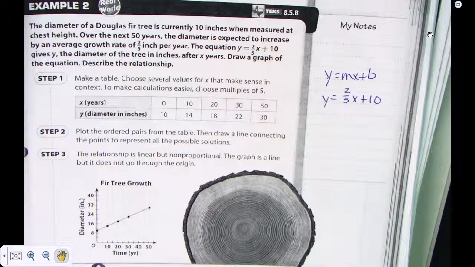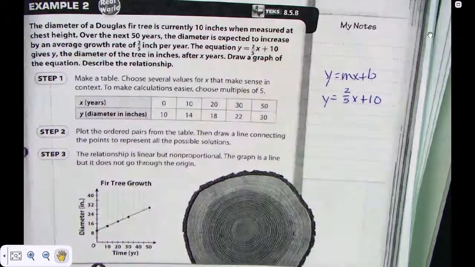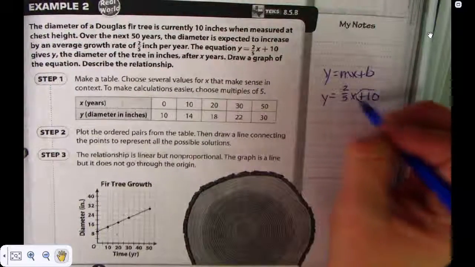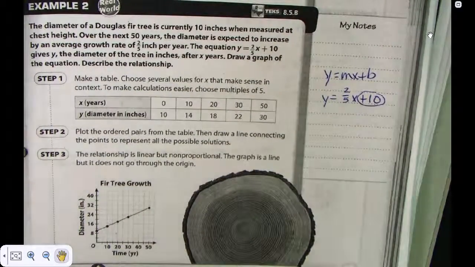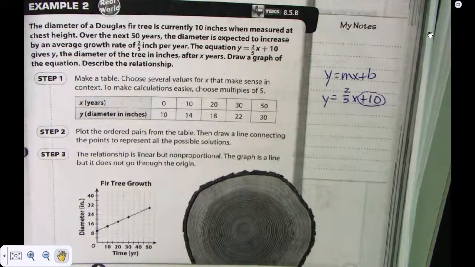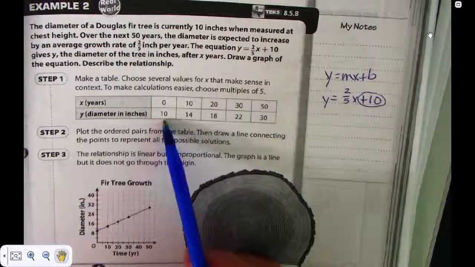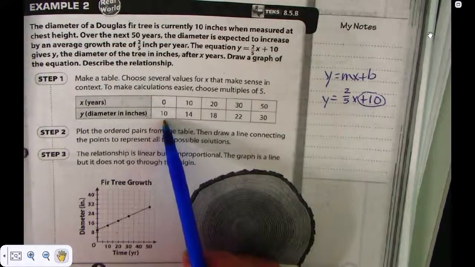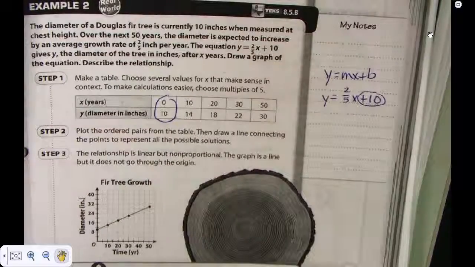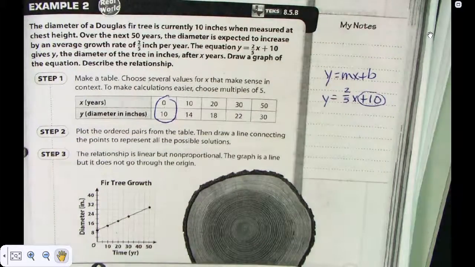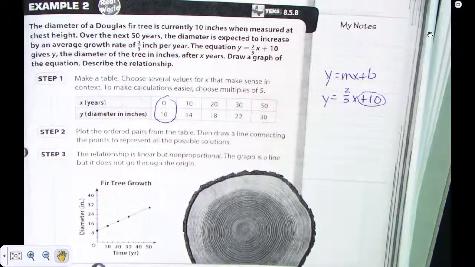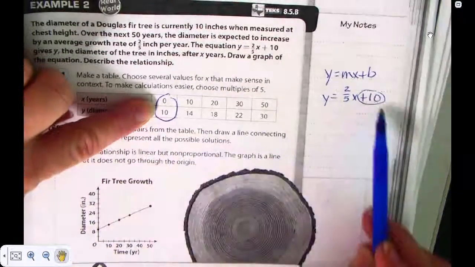Why is it not proportional, Leah? Because of the plus 10 on here. Good. And, Tori, what's the other reason? Look at the table. What does the table have? 0, 10. It's got to have what? 0, 0. So that's not going to work for us. 0, 10 is not going to work. That's not going to go through 0, 0. That's the y-intercept. Look, guys, the y-intercept.